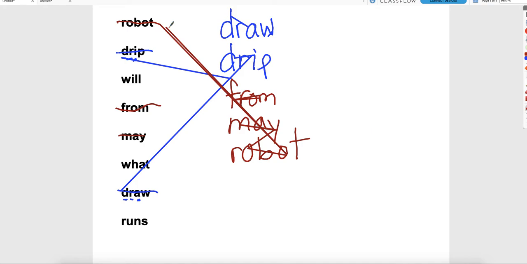Try again, Caden. Runs. Caden, you should look at the first letter of all the words before you make a random guess. Runs would be the next word. So now I have will and what. Which one of those words is going to come first? Logan, will or what? Will. I comes before H.